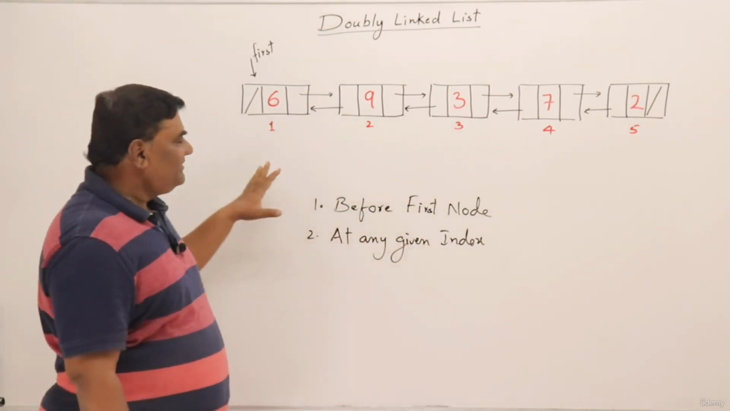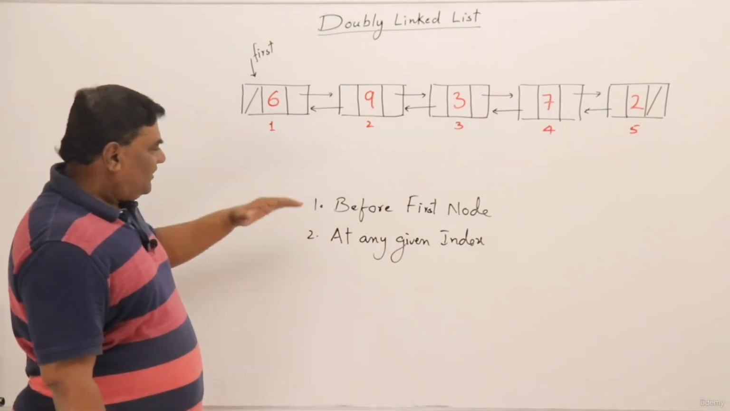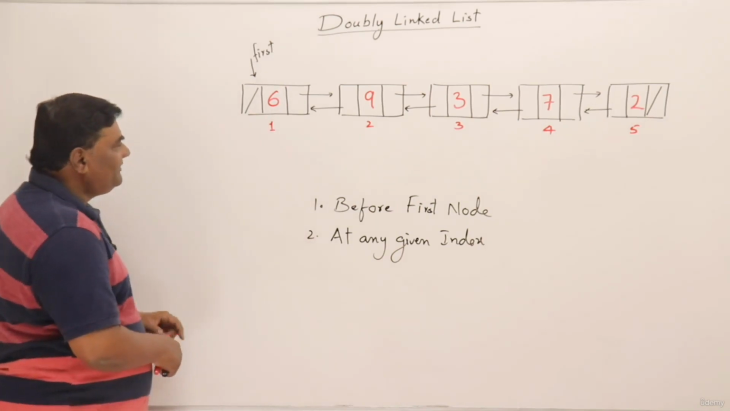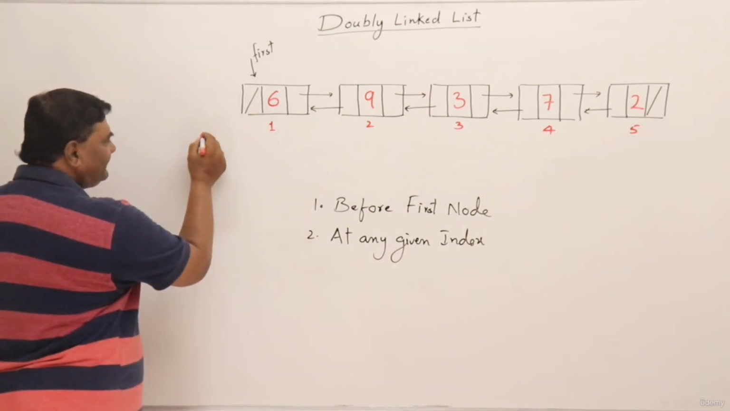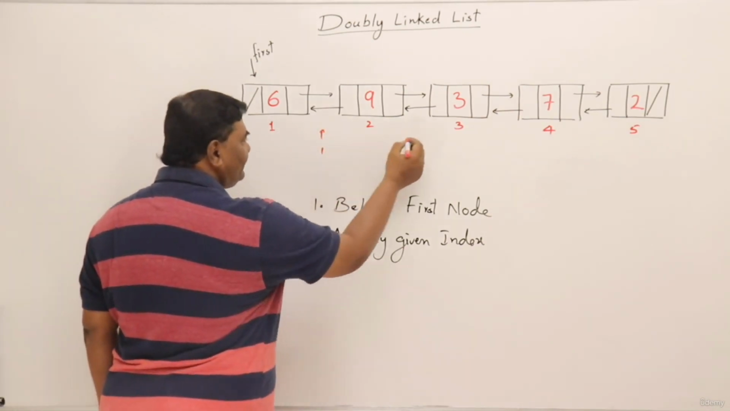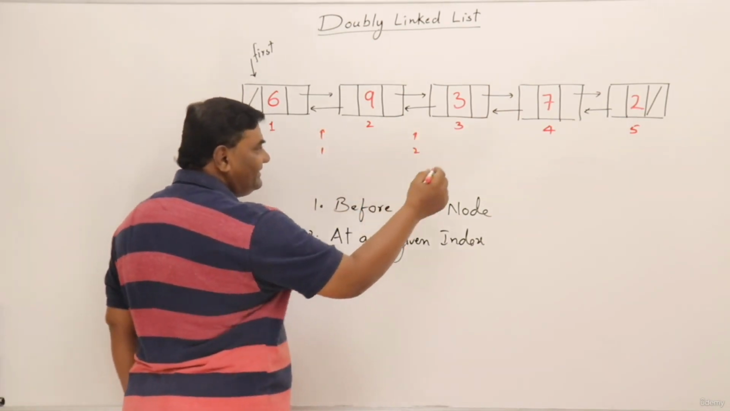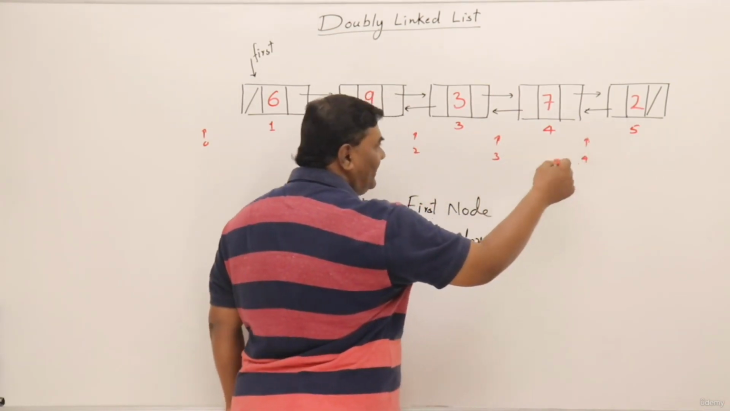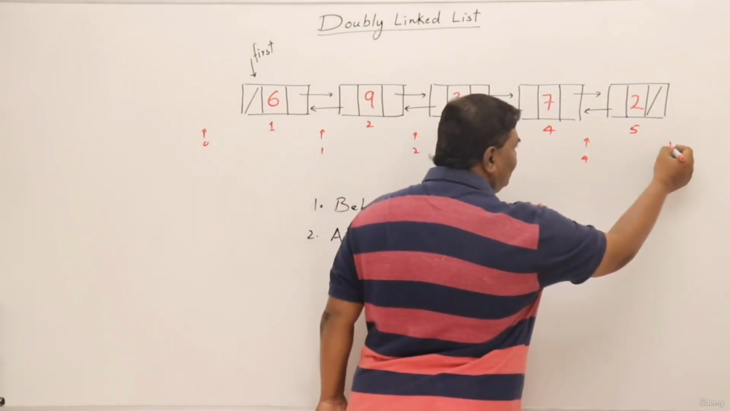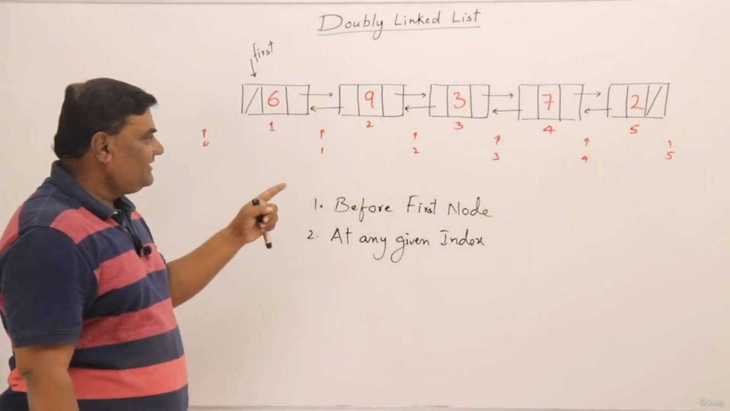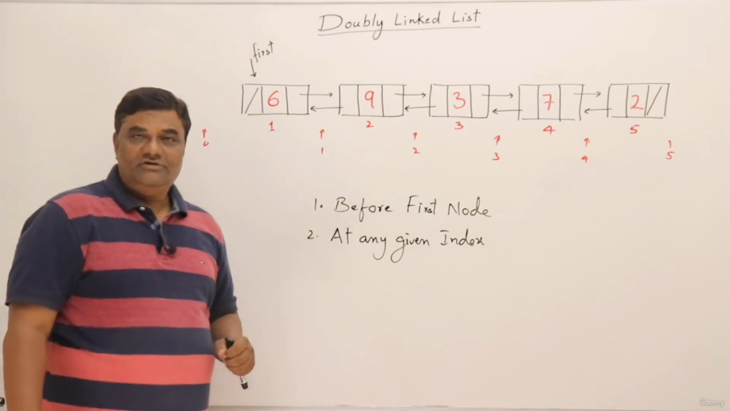So right now in my example, there are 5 nodes. What are the positions where I can insert a new node? I can insert a new node before this node. So let us call that index as 0. So I can insert at index 0, or after this node, this is 1 and this is 2, second index, and this is third index, fourth. And if I am inserting at last after the 5th node, then this is 5th index. So total 6 positions are possible where I can insert a new node.